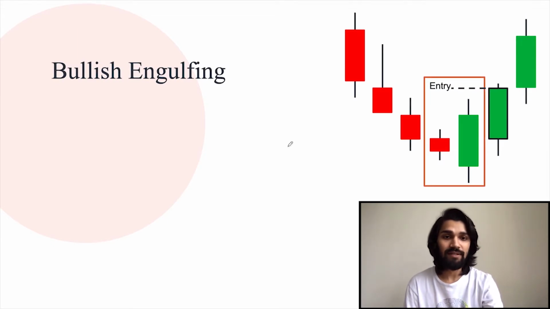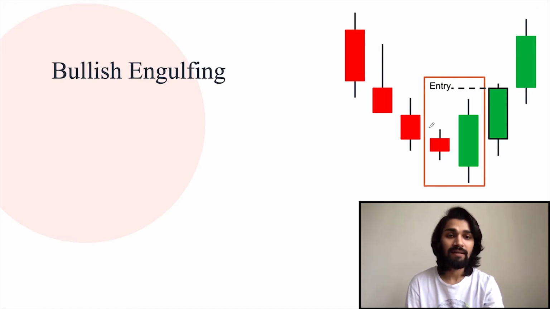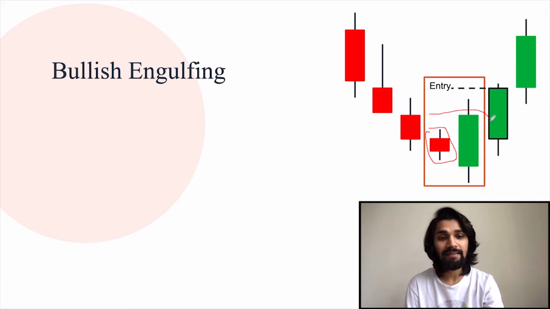Bullish Engulfing occurs when a green candle completely engulfs the red candle. So if you can see here, there is a small red candle and the green candle has completely covered or engulfed the red candle. There are a few things that you need to take care of before entering the trade.